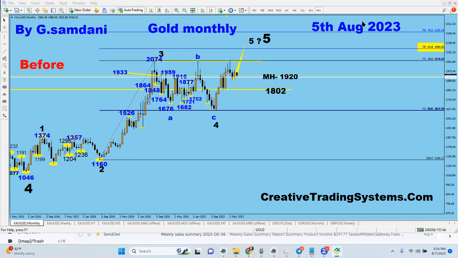So let's get started. This is a gold chart. I made all new charts for all the pairs and commodities, oil and gold and all the indices, over the weekend. This is the gold monthly chart I made on Saturday. I made all of those new charts on Saturday and gave them to my subscribers. So 5th August was last Saturday, and today's Monday.